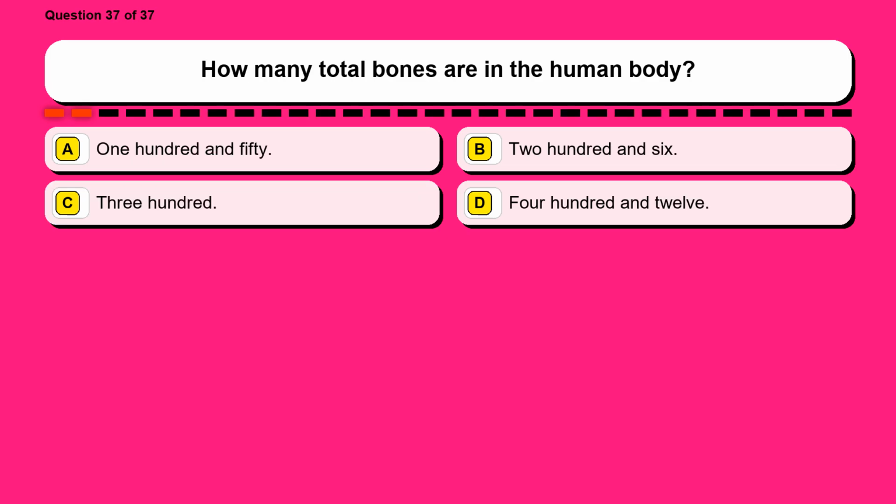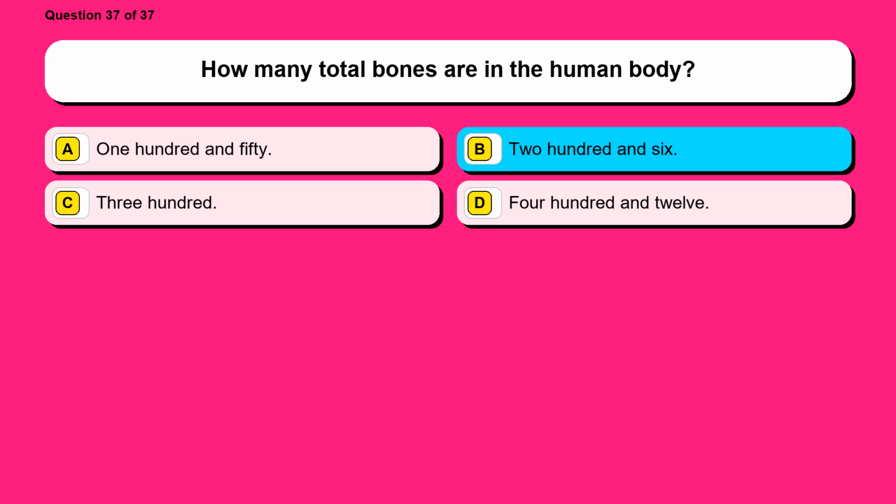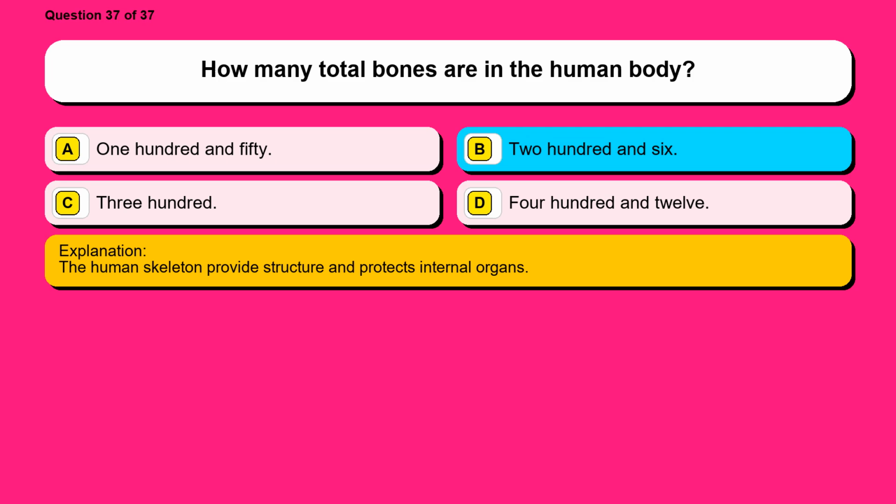Question 37. How many total bones are in the human body? Option A. 150. Option B. 206. Option C. 300. Option D. 412. The correct answer is option B. 206. The human skeleton provides structure and protects internal organs.